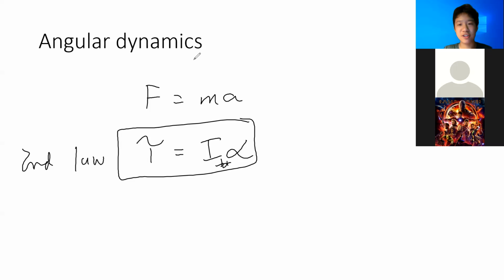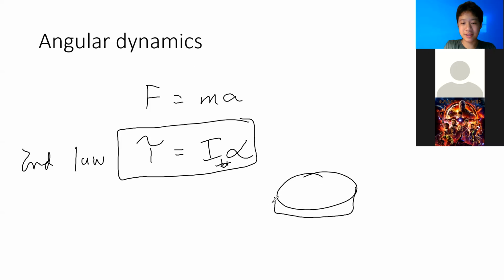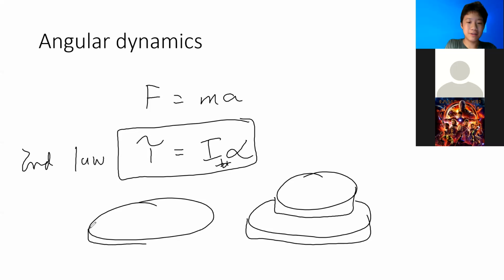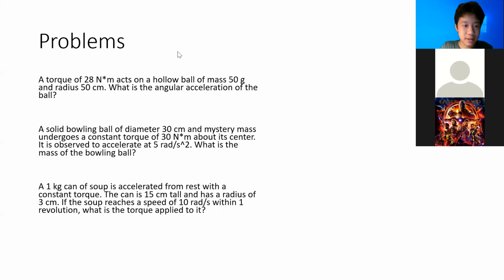And oftentimes, you're not going to have a system of point masses, but you're going to have more like two cylinders stacked on top of each other. Or you would have a carousel with lots of kids on it as point masses, and they will all be moving together. So most of the problems you encounter, you're not going to have a changing angular acceleration. Okay, so let's go on to some problems.